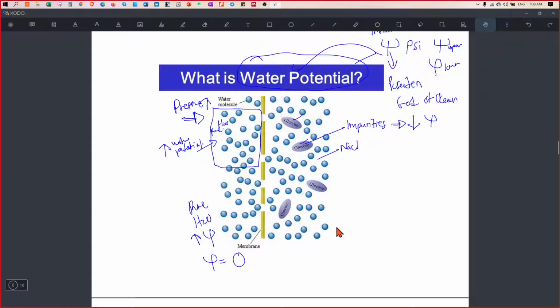The moment you have any kind of impurities, it can be anything: dissolved solute, debris, or any other kind of impurities. The water potential will be less than 0. It will be negative. So in plants you're not going to see the water potential read as 0 or positive. Most of the time you're going to see the value in negative form.